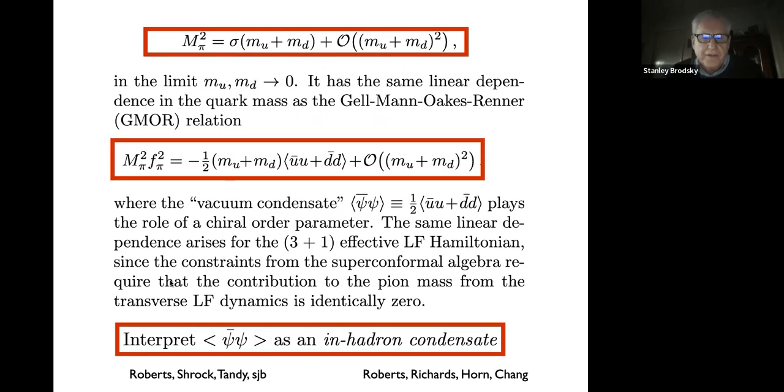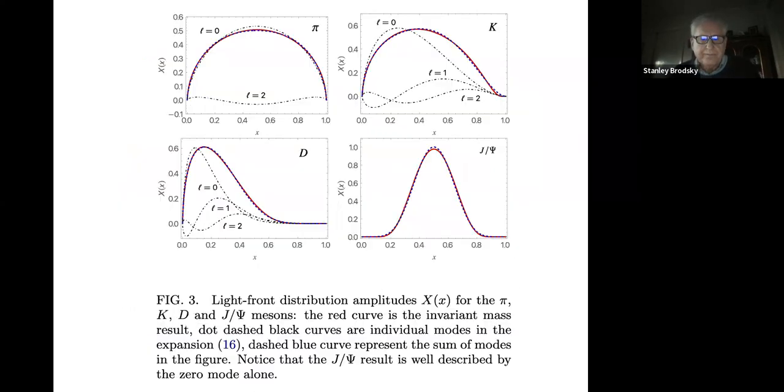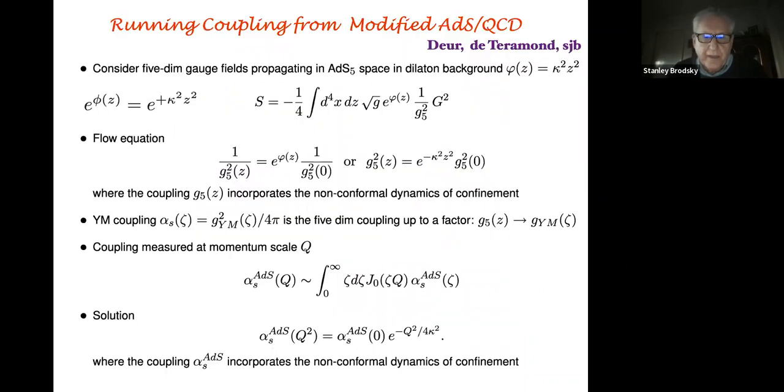And you also get this, instead of this vacuum expectation of ū u or d̄ d, you actually have in fact the same equation, but with ordinary parameters. So this ψ̄ψ is not really a vacuum condensate, it's physics of the hadron. So we've called this an in-hadron condensate when you interpret it. So then you get the light-front wave functions, again, in this formalism using the longitudinal dynamics.